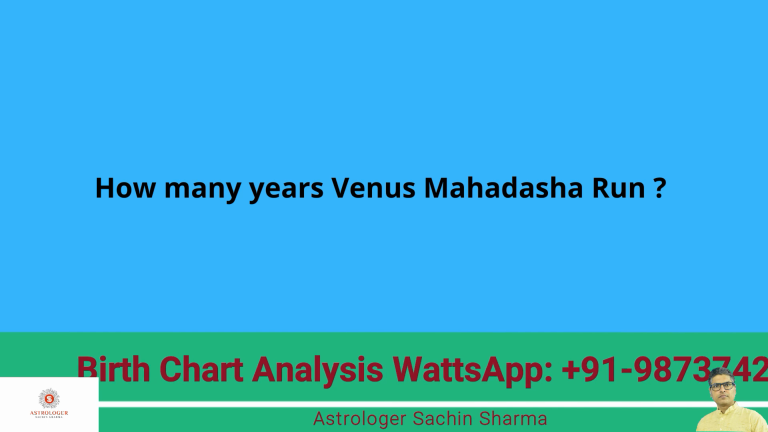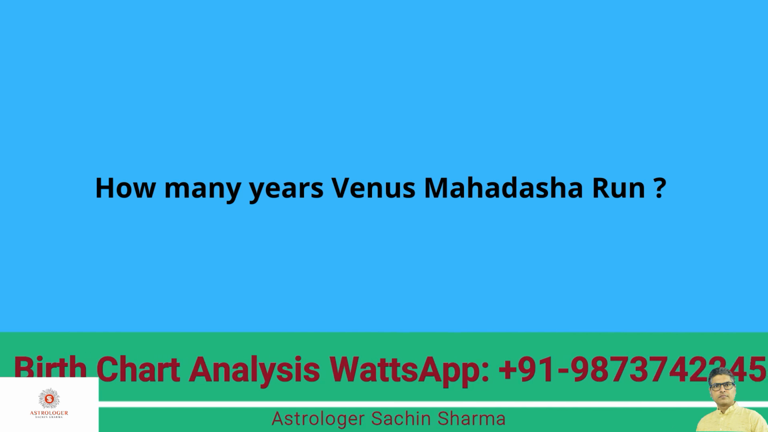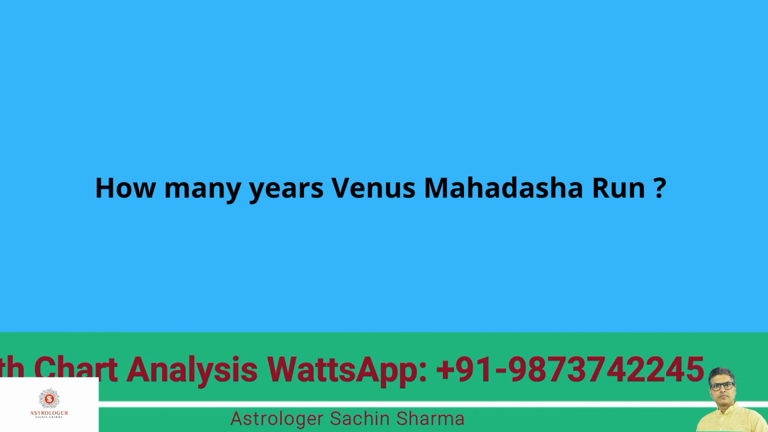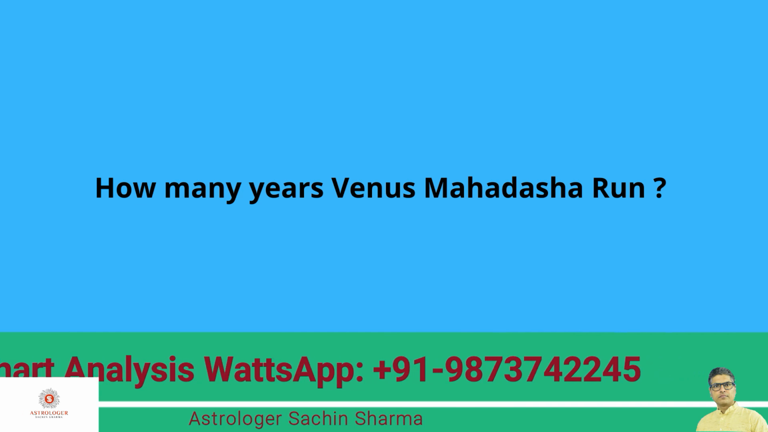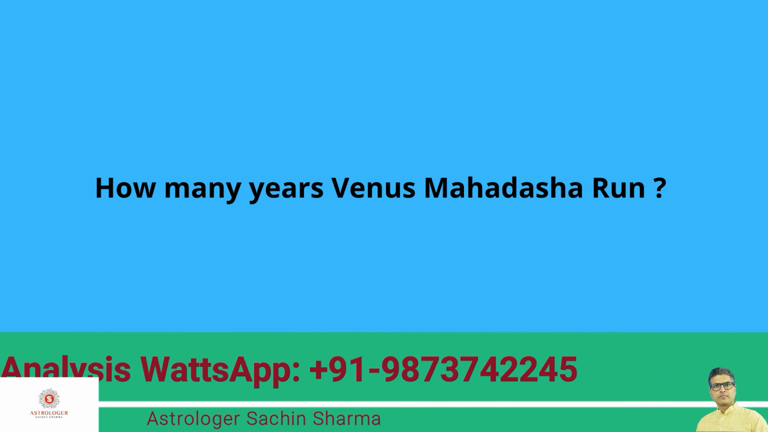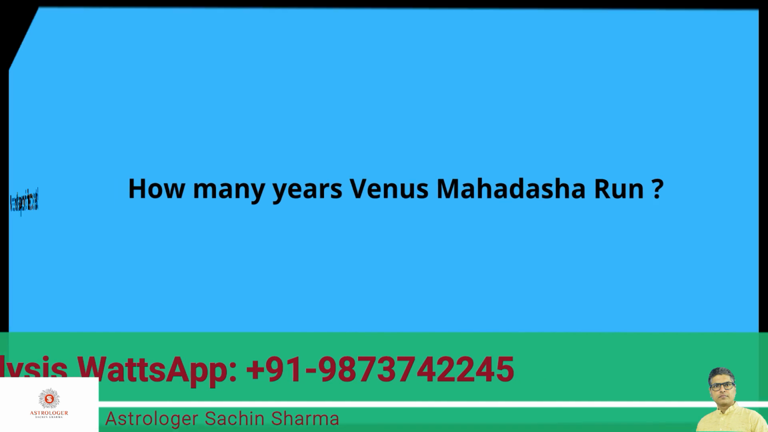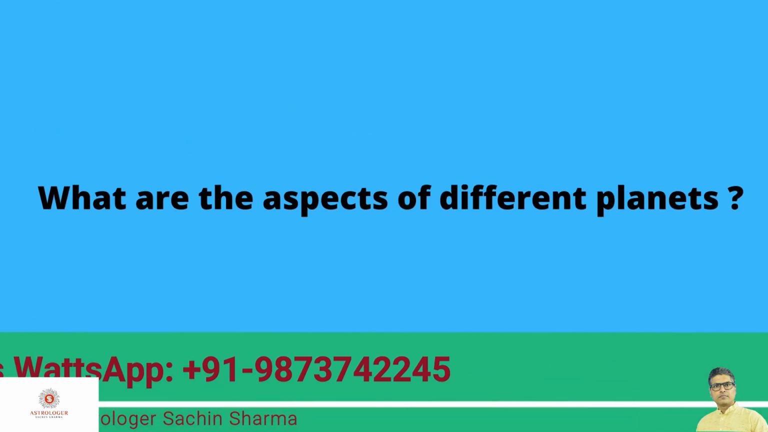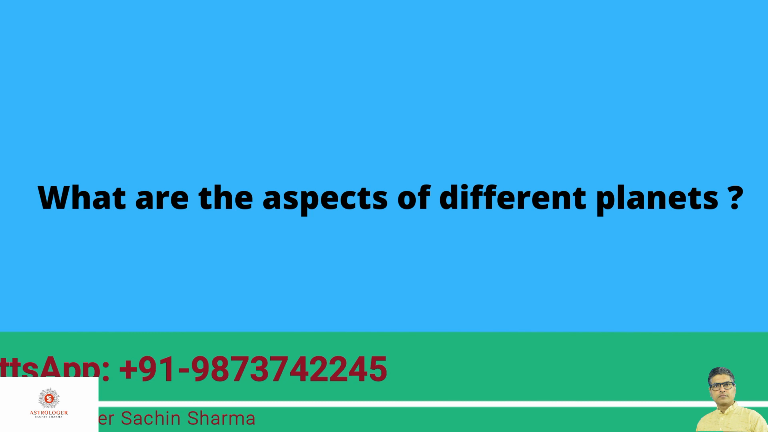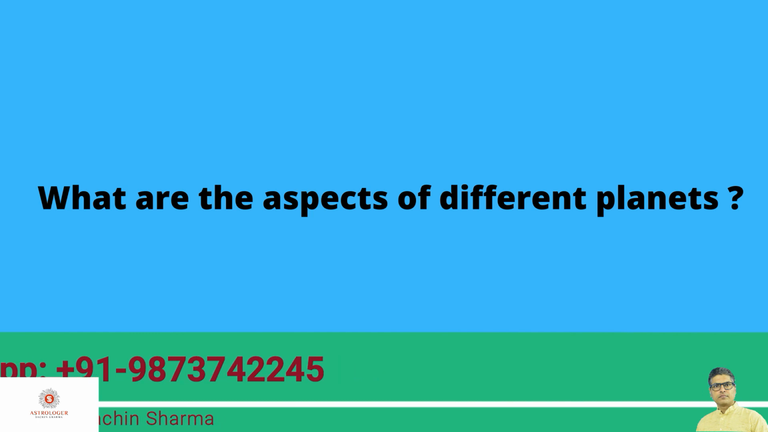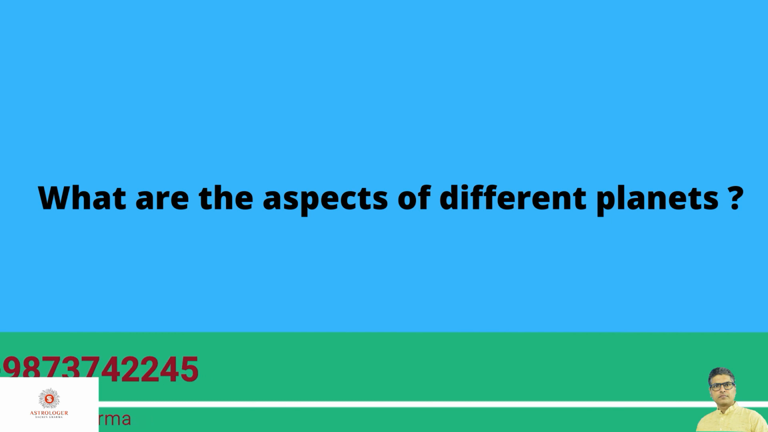Venus Mahadasha will run for 20 years. So I think we have discussed this concept in detail here. Now let's move forward and discuss the aspects of planets in a birth chart. This is one of the most important concepts in Vedic astrology, as different planets have different aspects.